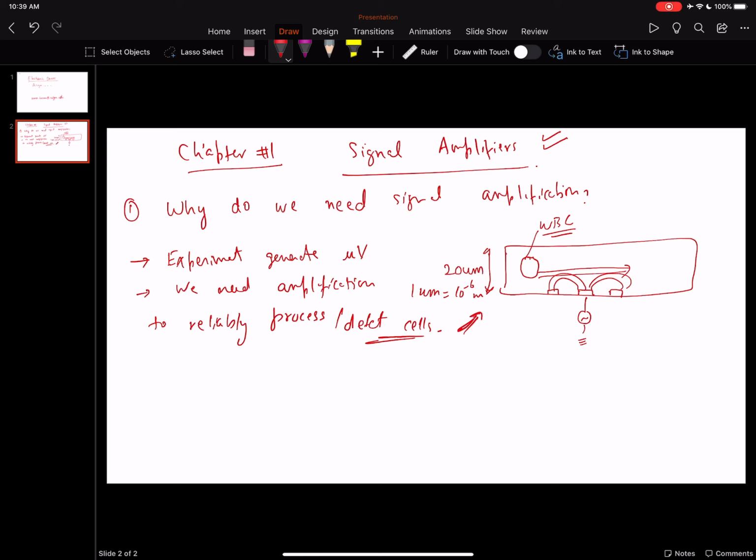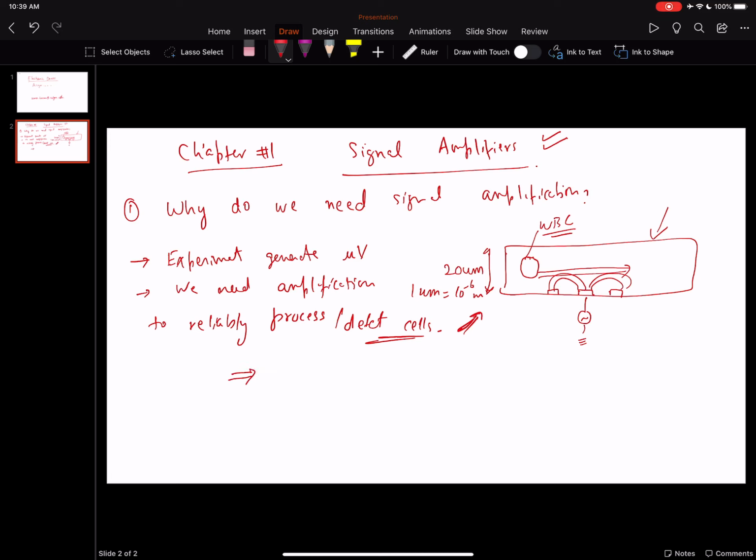Right, so that is why signal amplification is so critical. Okay, so let's write the equation for signal amplification. I'm not going to talk about this thing more. It was just to give you an example. So, what is the equation for the signal amplification?